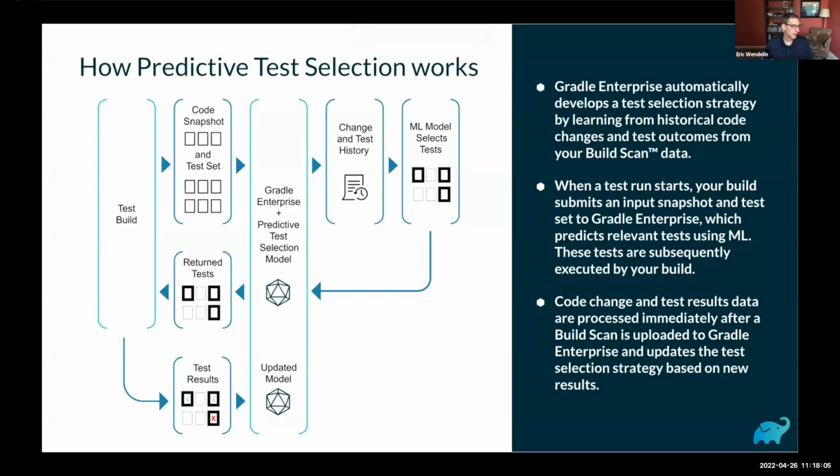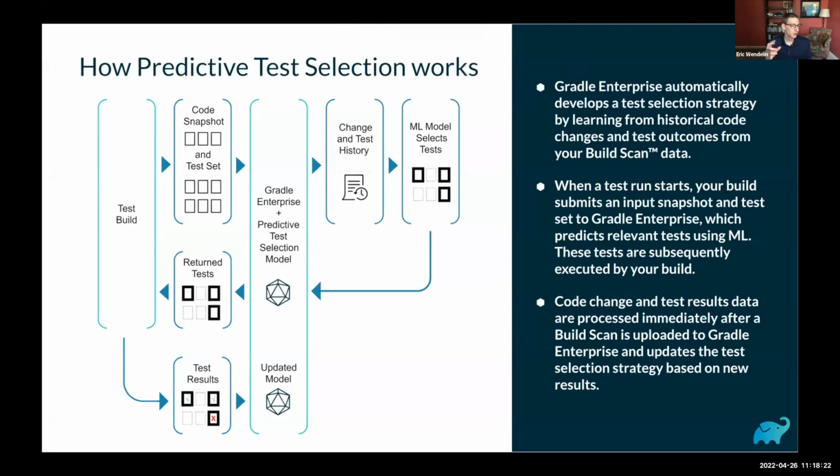So, okay, it's not doing static or dynamic analysis, not doing code coverage analysis. It is using machine learning. How does it work? Can you break it down for us? Yes. As I said earlier, when you first turn on predictive test selection, it automatically learns from code changes and test outcomes from your build scan data. And while it's learning, that test selection simulator I showed you compares the actual test results to the test results the model would have selected, so you can see how well learning is going.